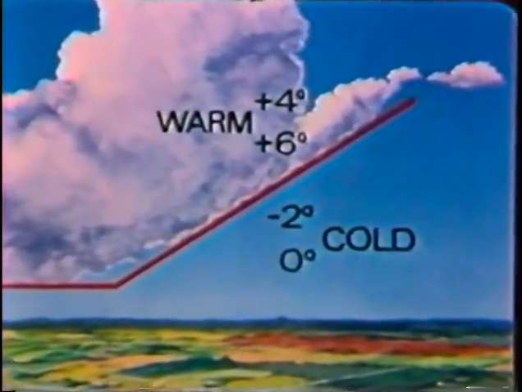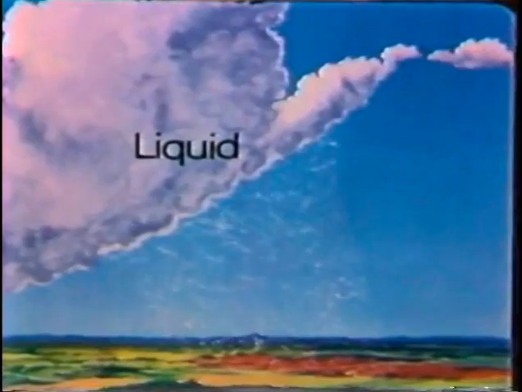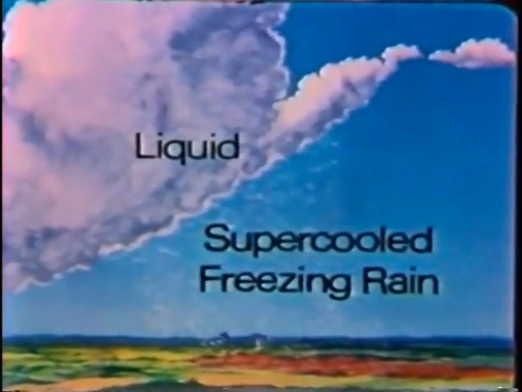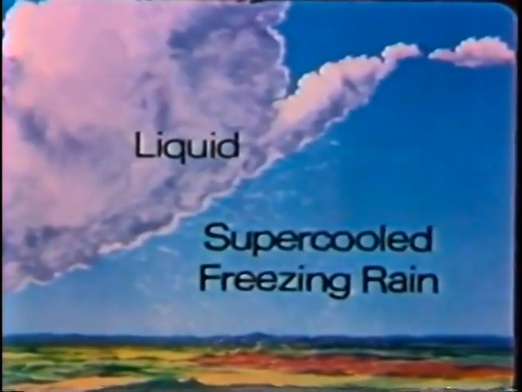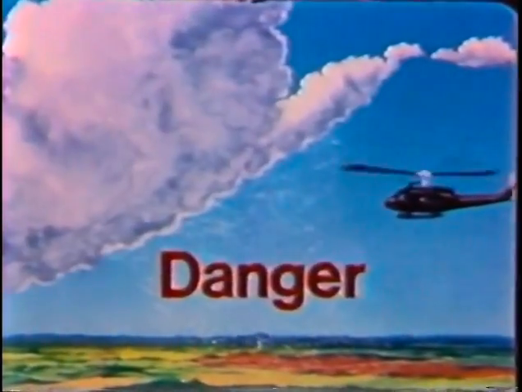One type of weather that is unique to inversions is freezing rain. When rain forms in the warm air mass, it falls as liquid drops through the inversion. In the cold air, it may become supercooled. This freezing rain is probably the most dangerous icing condition. It can build a hazardous amount of ice on an aircraft in a few minutes.